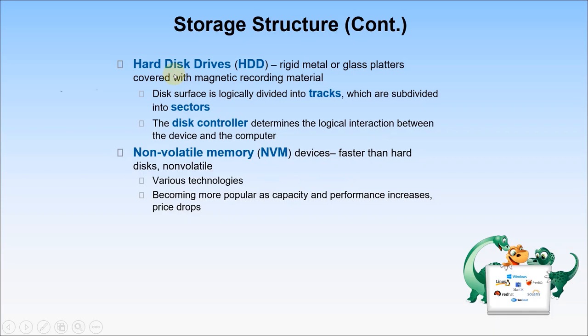Next would be the secondary storage. Secondary storage is the extension of the main memory as mentioned earlier, and it includes the magnetic disk. A magnetic disk or hard disk drive is made of rigid metal or glass platters covered with magnetic recording material. The disk surface is logically divided into tracks, and each track is divided into sectors. The disk controller determines the logical interaction between the device and the computer. As mentioned earlier, the hard disk drive is one of the peripherals and it should have its own controller called the disk controller.